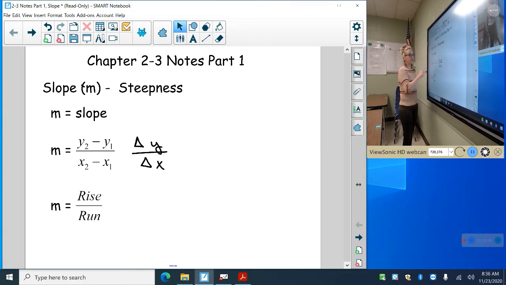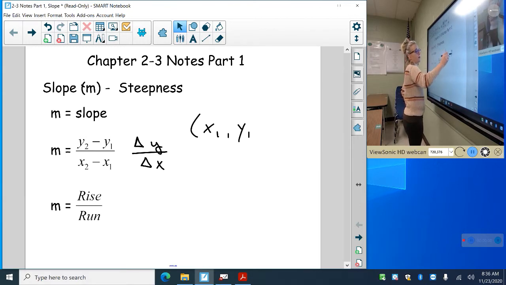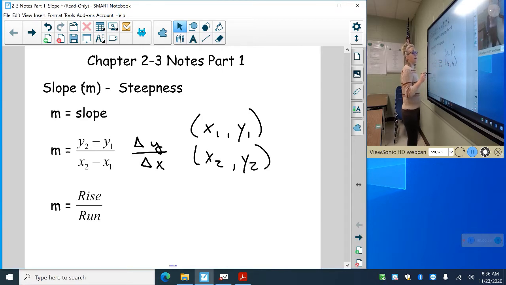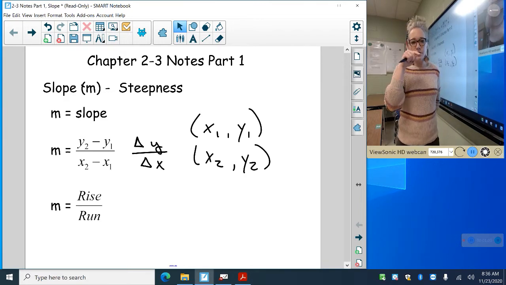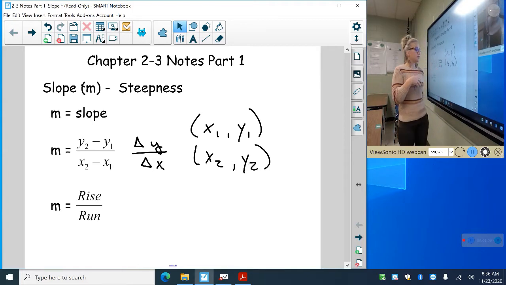It's y2 minus y1 over x2 minus x1, where x and y are just 2 points. If I have x1, y1, x2, y2, which are just 2 points on the line, that's how I would calculate it. I would take y2 minus y1 over x2 minus x1. Algebraically, we also talk about it with these little triangles, which stand for change. So change in y over change in x just means how much does it change up and down, how much does it change right and left.